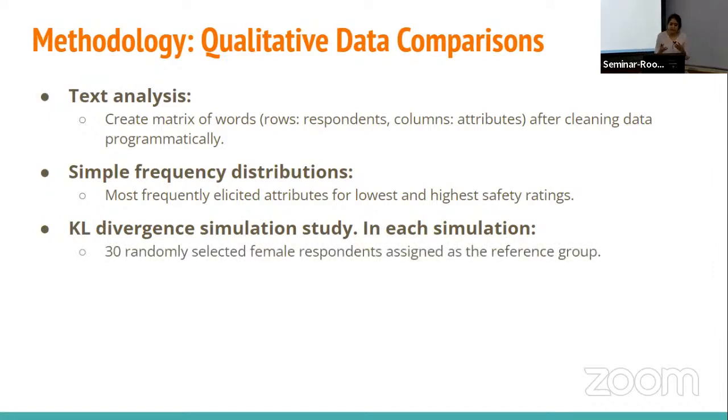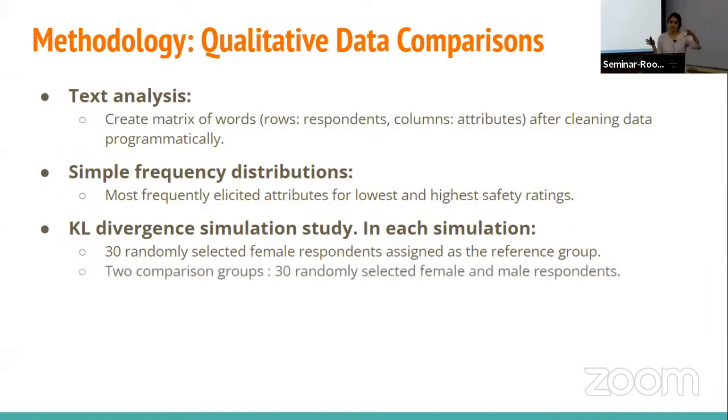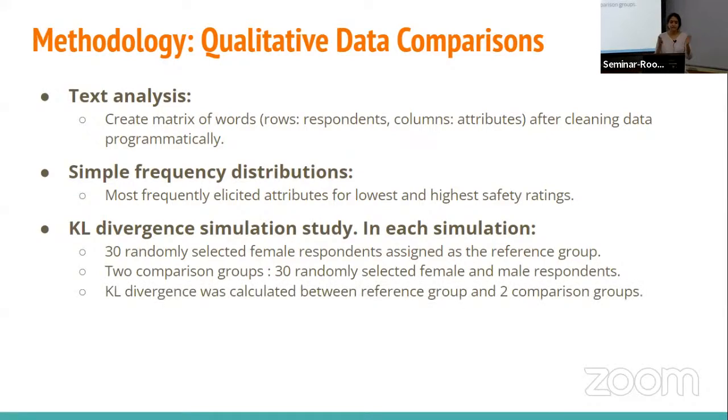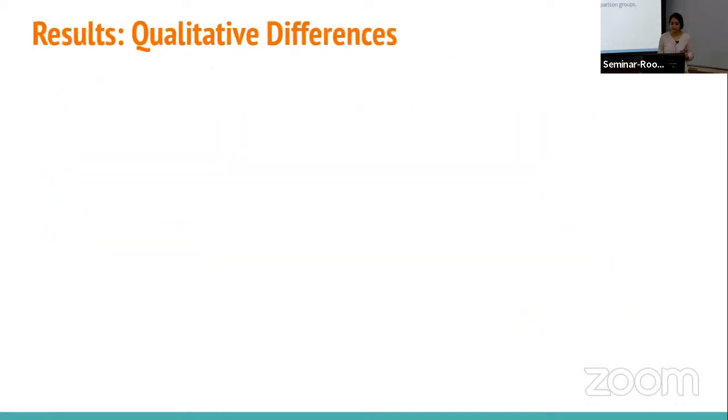So for example, what I do here is for each simulation, I randomly select 30 female respondents. Then I create two comparison groups: another 30 randomly selected female respondents, and another 30 randomly selected male respondents. And then I can compare the KL divergence between the distributions of both comparison groups with the reference group, right? And so I'm going to show you some of these results.